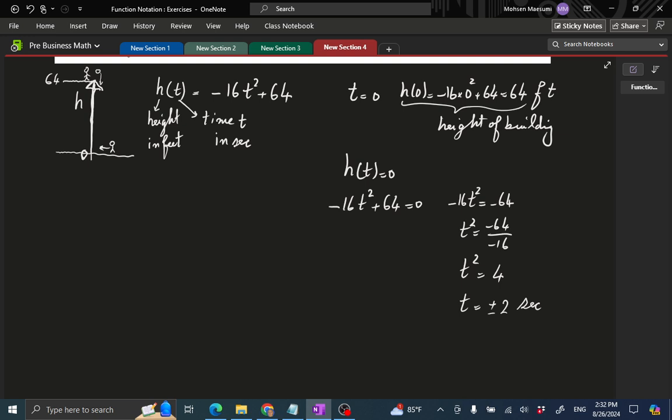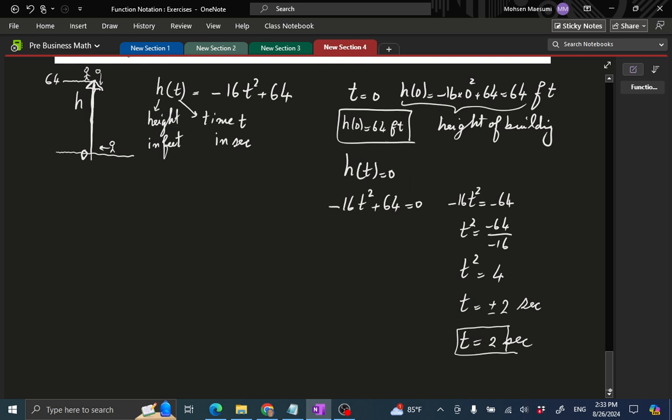applicable here? Well, again, it depends on your point of view. At time 0, you are holding this water balloon. You dropped it. At 2 seconds after that, your h becomes 0. So t equal to 2. The positive time, the time that you care about in this experiment, becomes our answer here. So let's box everything. h(0) turned out to be 64 feet, and t equal to 2 seconds is when h is 0.